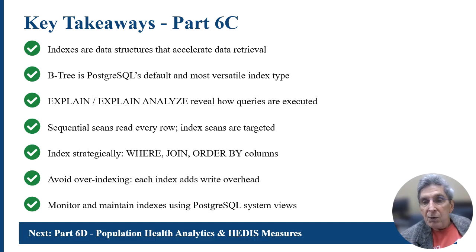Sequential scans read every row in a table, while index scans are targeted lookups. Understanding when each is appropriate is key to your optimization efforts. Index strategically by focusing on columns used in where, join, and order by clauses. Do not index everything. Avoid over-indexing, because each index adds write overhead for every insert, update, and delete operation. And finally, monitor and maintain your indexes using Postgres system views and tools like Analyze, Vacuum, and Reindex.